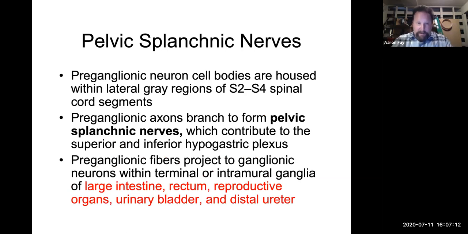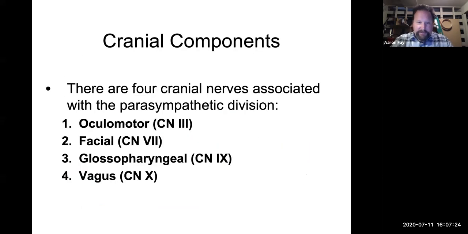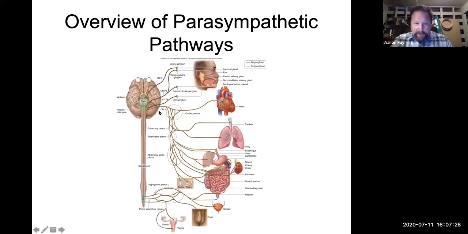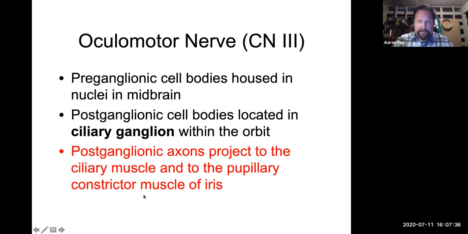Last one, the pelvic splanchnic nerves. Preganglionic neuron cell bodies are housed within the lateral gray horns of the S2 through S4 spinal cord segments. Just to make sure you haven't fallen asleep: once we covered the vagus nerve, we covered the superior portion, the parts coming out of the brainstem. Now we're dropping down to the sacral region of the spinal cord.